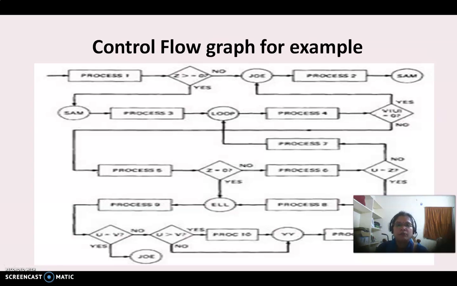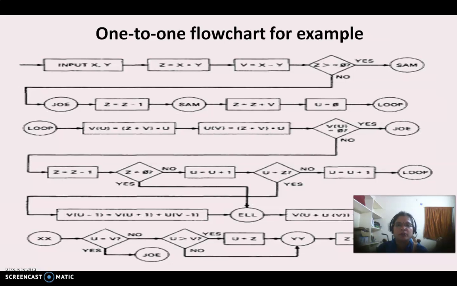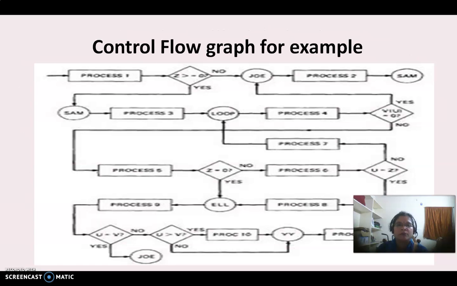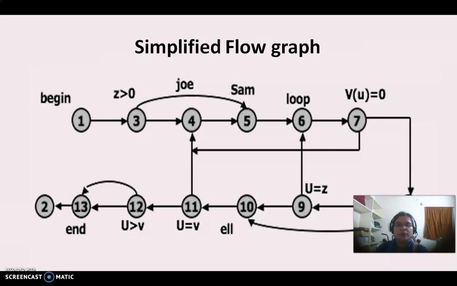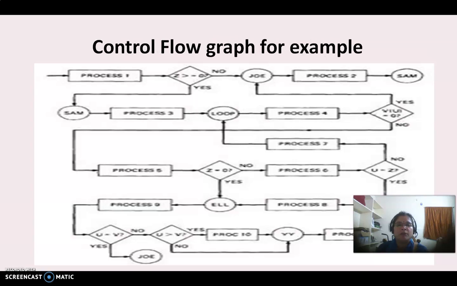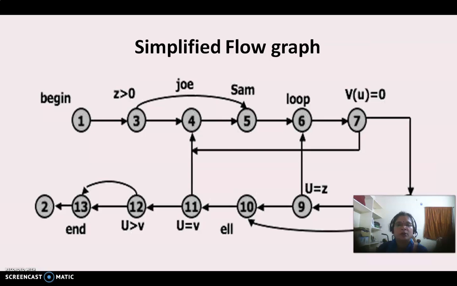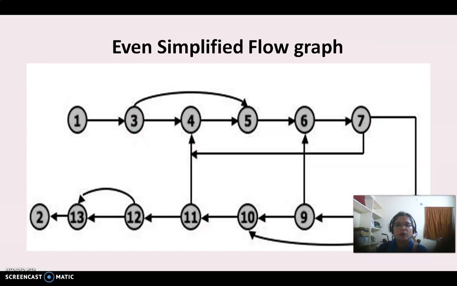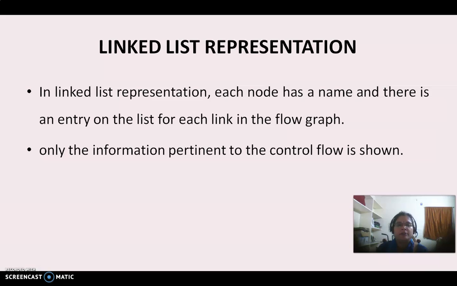So from the starting one-to-one flow chart, it was converted into the process form, and by eliminating the process form, it was simplified like this and even more simplified like this. See how it was simplified from the initial flow chart to the final simplified control flow graph. Okay, and now the linked list representation. In the linked list representation, each node has a name and can be represented in the form of a linked list, and there is an entry in the flow graph. How this linked list representation applies to the control flow graph, we are now going to see.